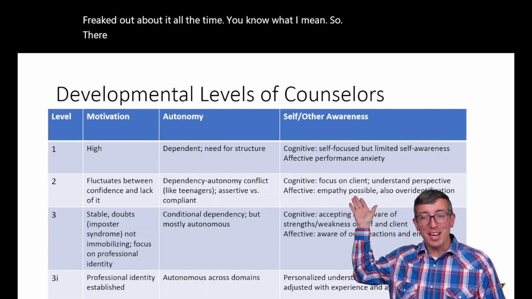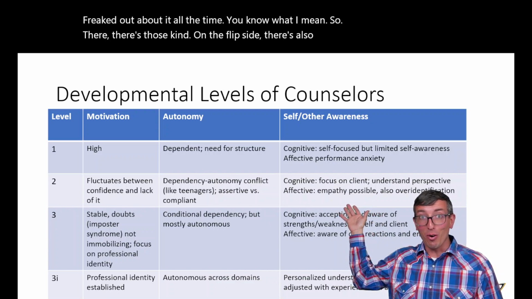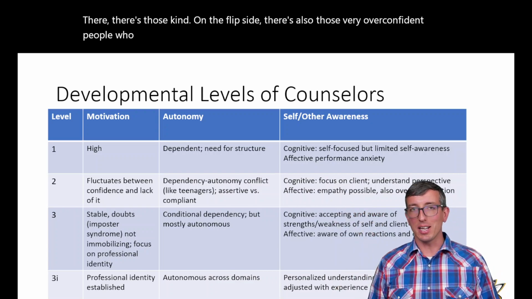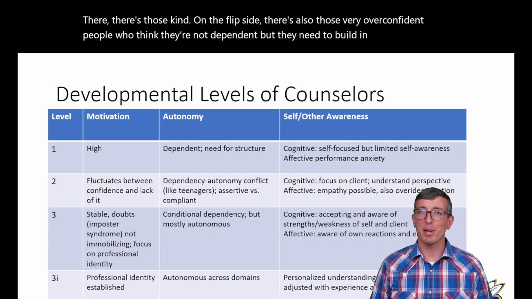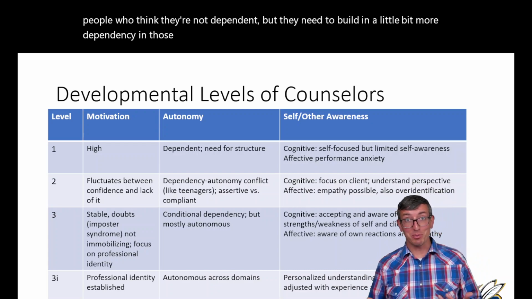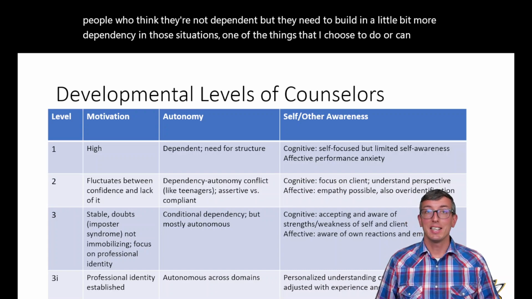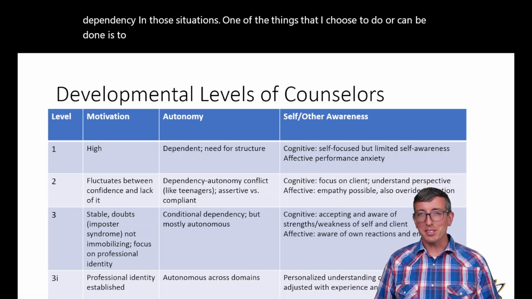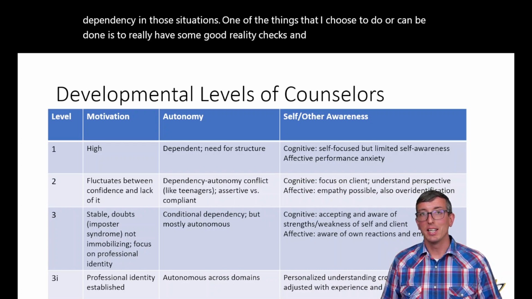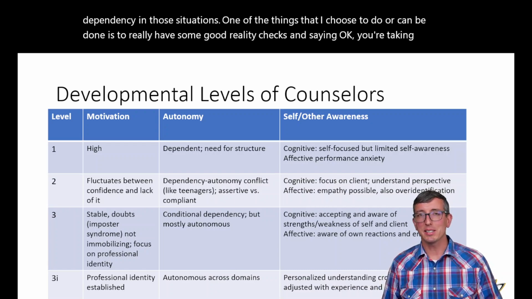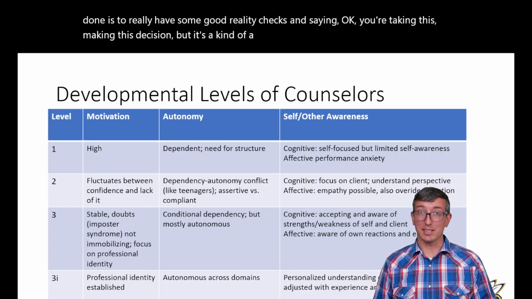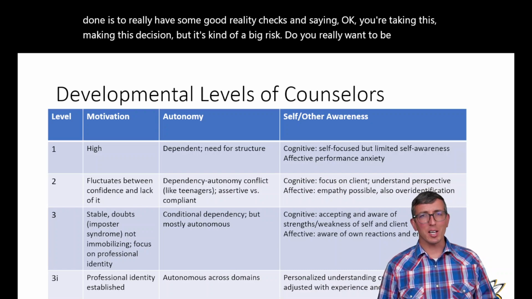So there's those kind. On the flip side, there's also those very overconfident people who think they're not dependent, but they need to build in a little bit more dependency. In those situations, one of the things that I choose to do or can be done is to really have some good reality checks and say, okay, you're making this decision, but it's kind of a big risk. Do you really want to be making that? Let's talk about that as a group.